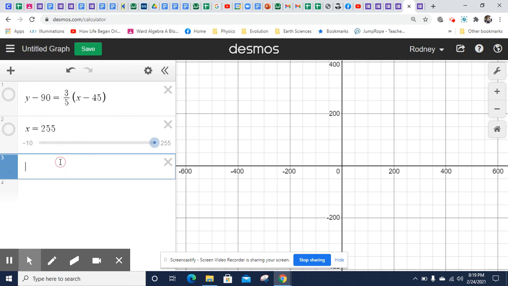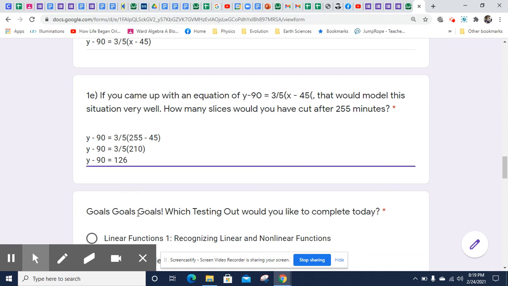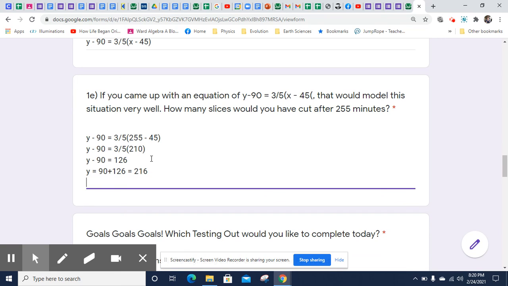3/5 of 210 should be 126. It is. Yay. Okay, so let's go back here. So that's 126. And now I will add 90 to both sides. So 90 plus 126 will be 216. So there will be 216 slices after 255 minutes.